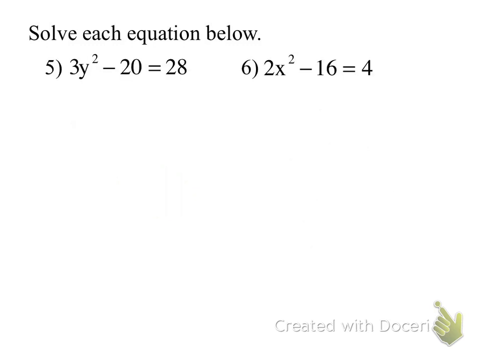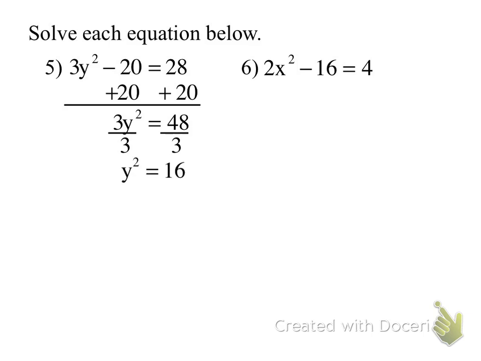All right, let's make it a little bit more difficult. Let's do this one more together. What would we do first, Ulysses? We'll add 20 to both sides. Okay, next step, Joshua Kim. Divide both sides by 3. And we're left with y squared equals 16.